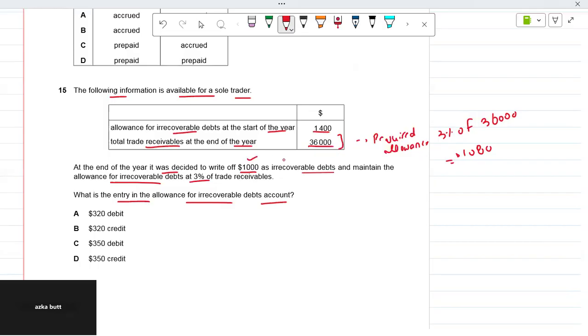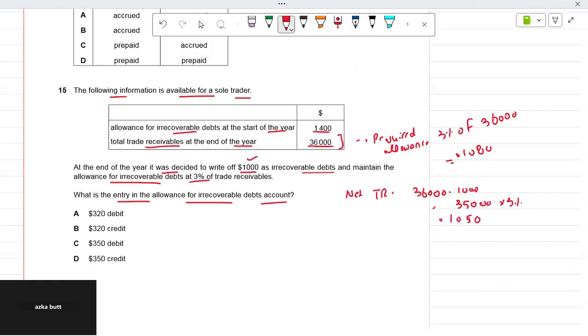Okay. So how will this affect trade receivable? It means that your trade receivable will decrease by 1,000. So now your net trade receivables will be equal to 36,000 minus 1,000. This is equal to 35,000. Okay. So required allowance after write-off is 3% of 35,000. We just want to multiply this by 3%. So this is equal to 1050.